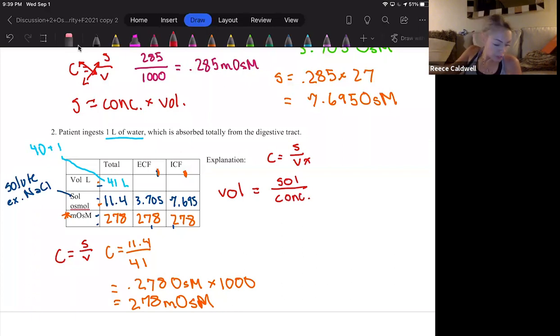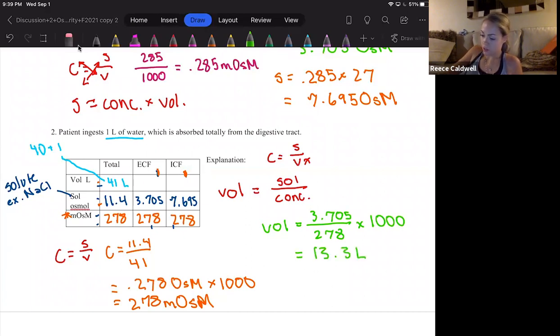So now we're just going to do that really simple math. What we're going to do is just solve for the volume. So volume of our extracellular fluid will be solute 3.705 over osmolarity, which is 278. When we solve for this, we're going to get a decimal because it's in osmoles. So we'll multiply it by 1,000 to get 13.3 liters. So our extracellular fluid is 13.3 liters.